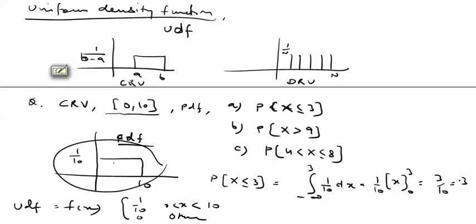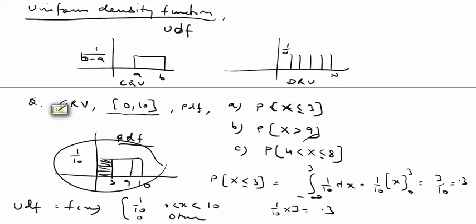One more idea: mark 3 here and calculate the area by height into width. 1 by 10 into 3. No area exists beyond that, only up to 3. The answer will be 0.3. In the second question we have to calculate the area above 9.